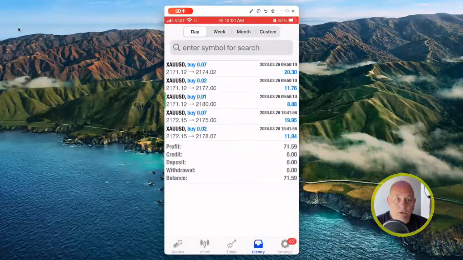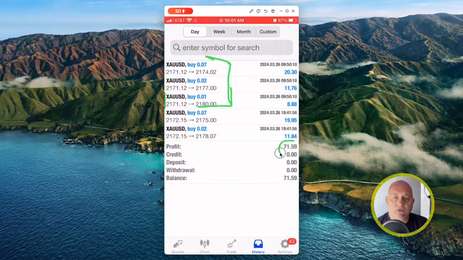So here is the closure so far. There's still some gold running. Okay. So the very first basket of these three trades here closed at a nice profit. Again, this is a kind of a general reference. It made $71.59. You bid whatever you want on your account.